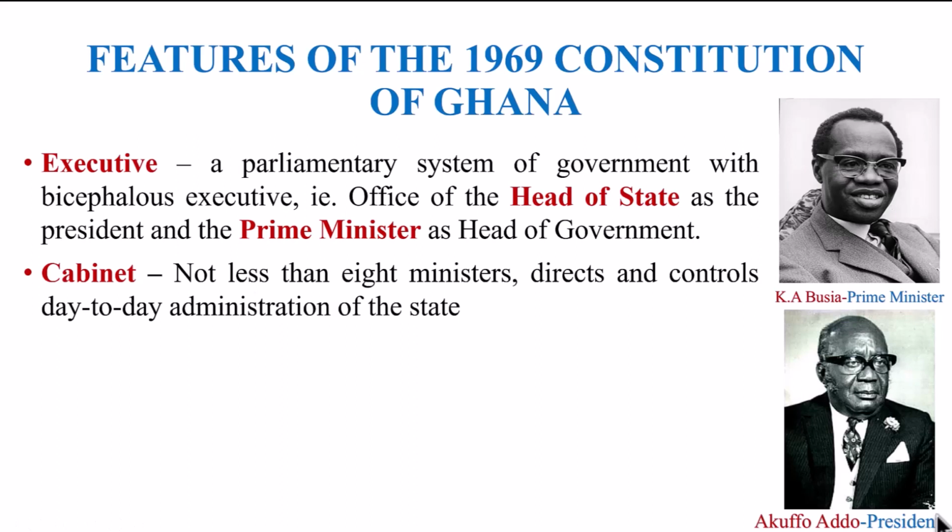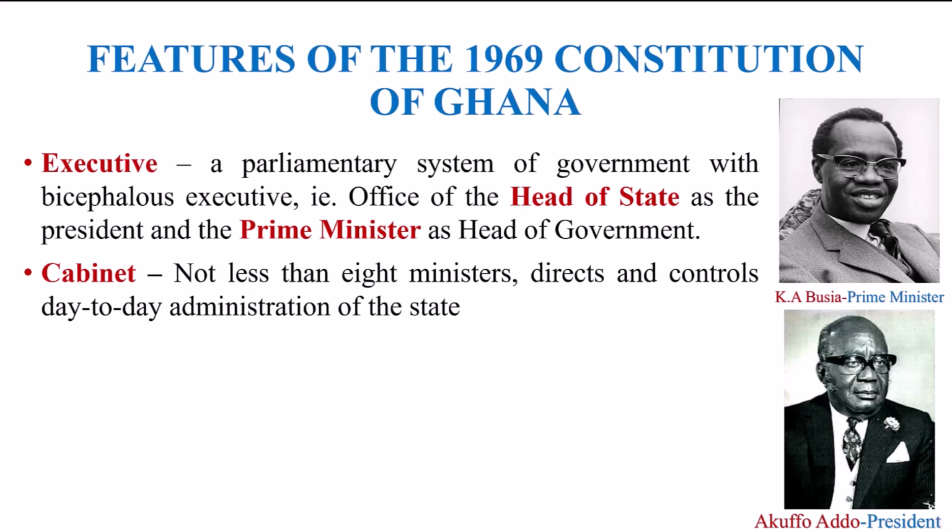Now, let's take a look at another feature of the 1969 Republican Constitution of Ghana. The Constitution also established a cabinet, and I think we have talked extensively about the role and functions of the cabinet, as well as even the executive on other constitutions, and that is why I decided to skip the role of the executive because it's almost the same.